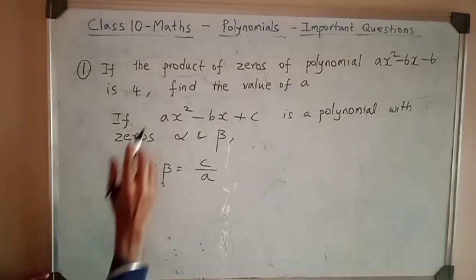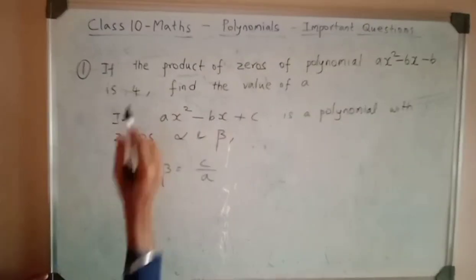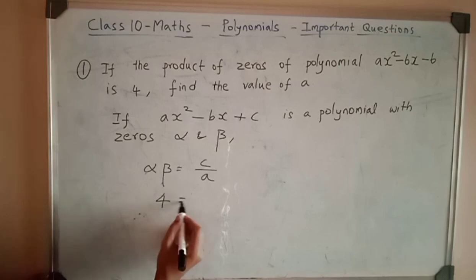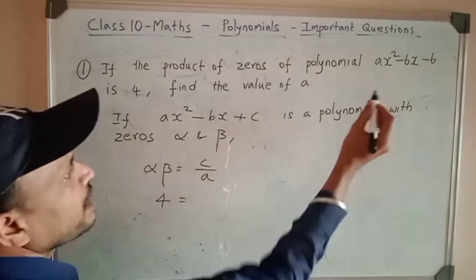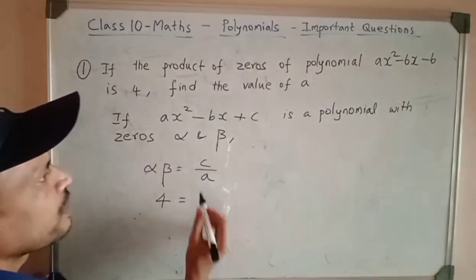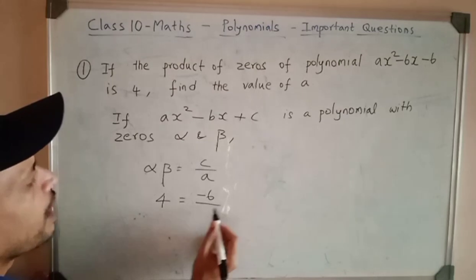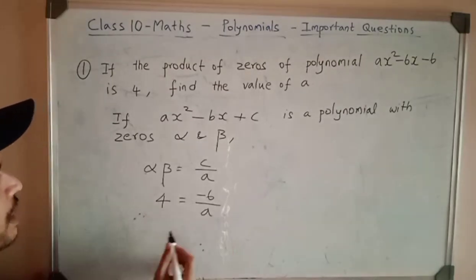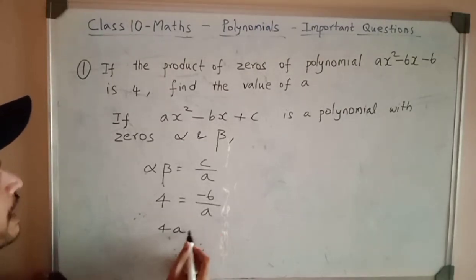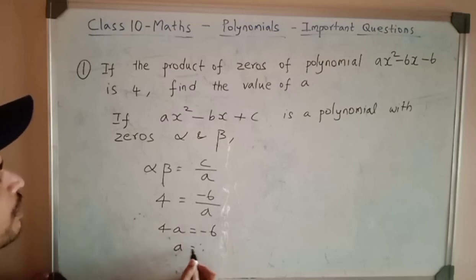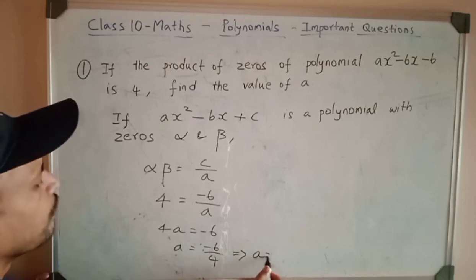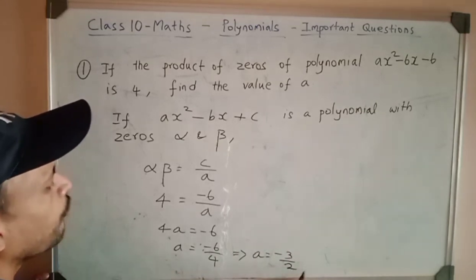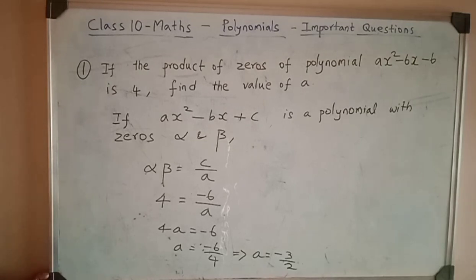Here it is given the product of zeros of the polynomial is 4. So 4 is equal to, here what is c and a? C is minus 6, the constant term, and a is a as it is. Now multiply: 4a is equal to minus 6, a is equal to minus 6 by 4. So we get a is equal to minus 3 by 2. So this is the value of a for this given question. Let us move to next question.